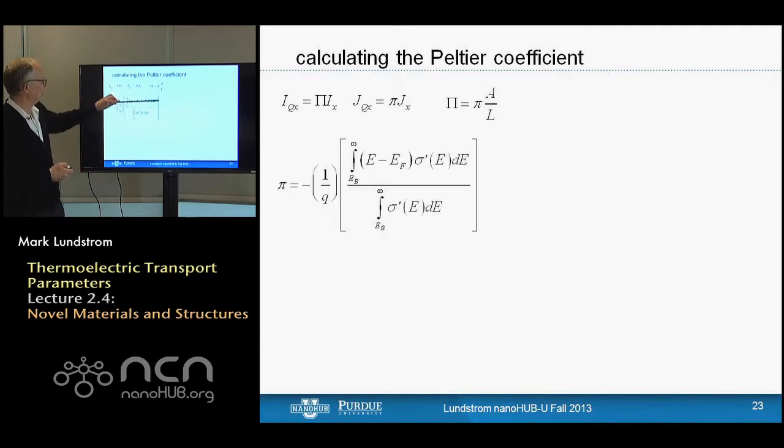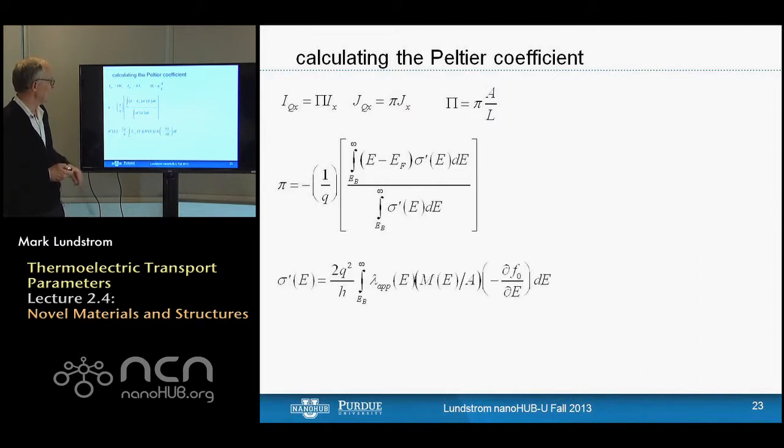And we'll find that our Peltier coefficient looks very, very similar to what we've seen before. In fact, this expression is exactly what we had for traditional thermoelectrics. The differential conductivity is almost what we had for traditional thermoelectrics. It's just that the mean free path is replaced by something I'm calling an apparent mean free path. And what is that apparent mean free path?